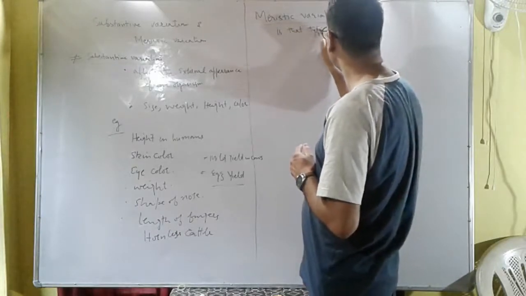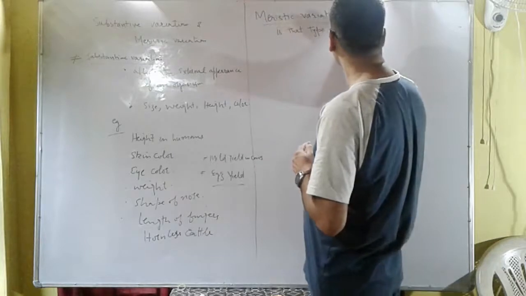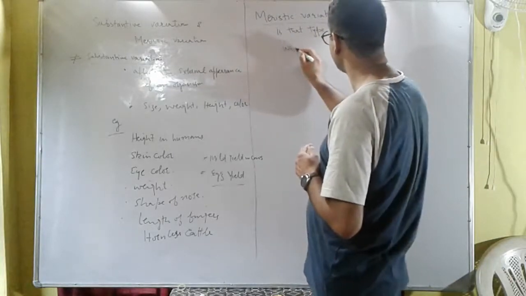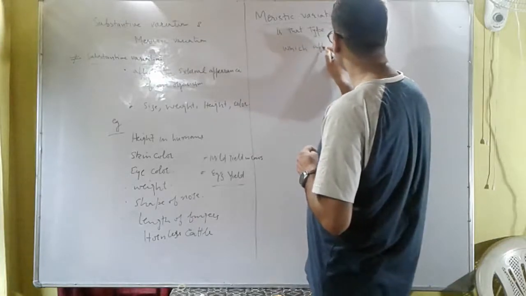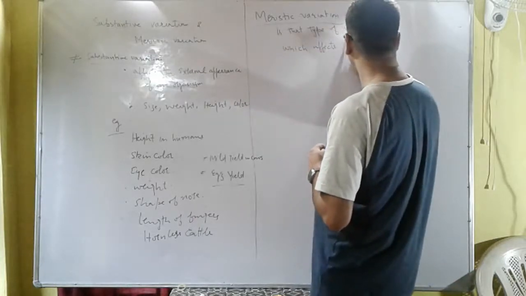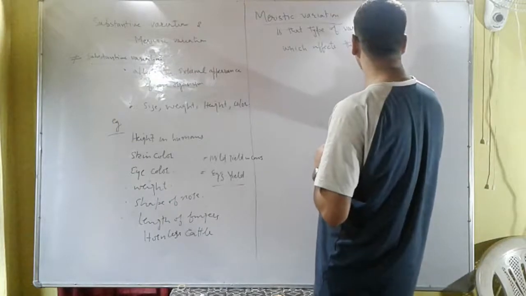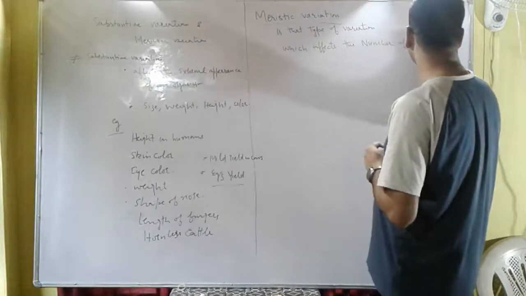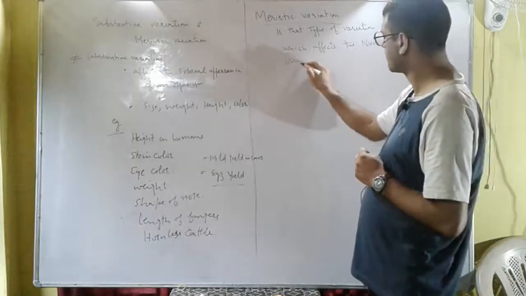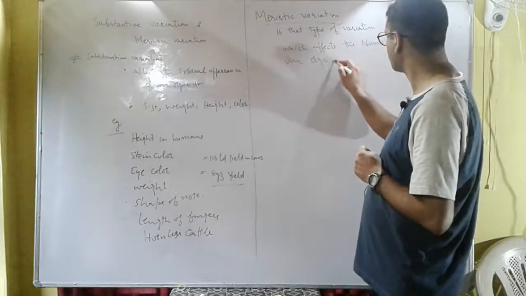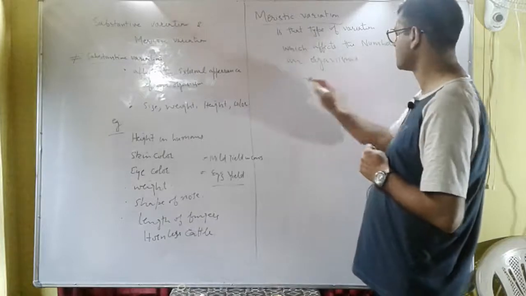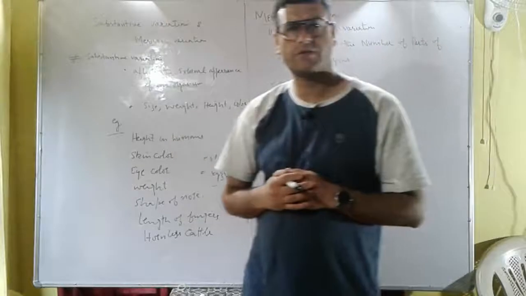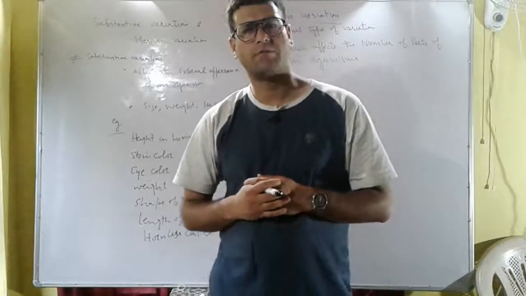So the meristic variation is that type of variation which affects the number of parts of an organism. Meristic variation is that type of variation which affects the number of parts of an organism.